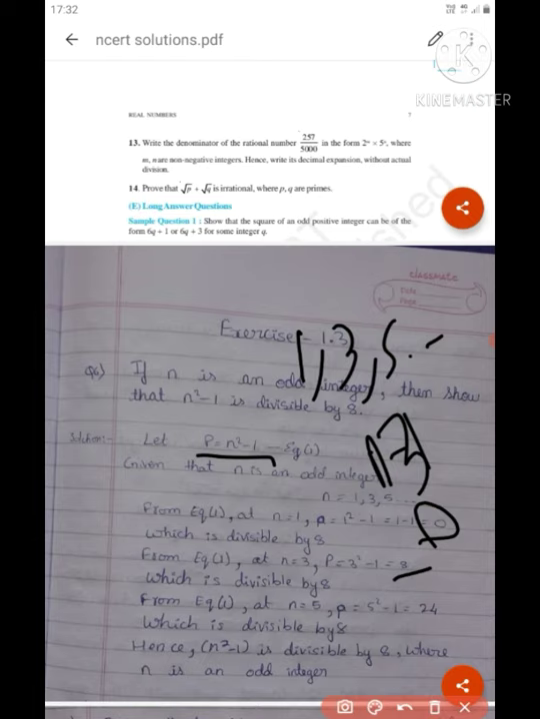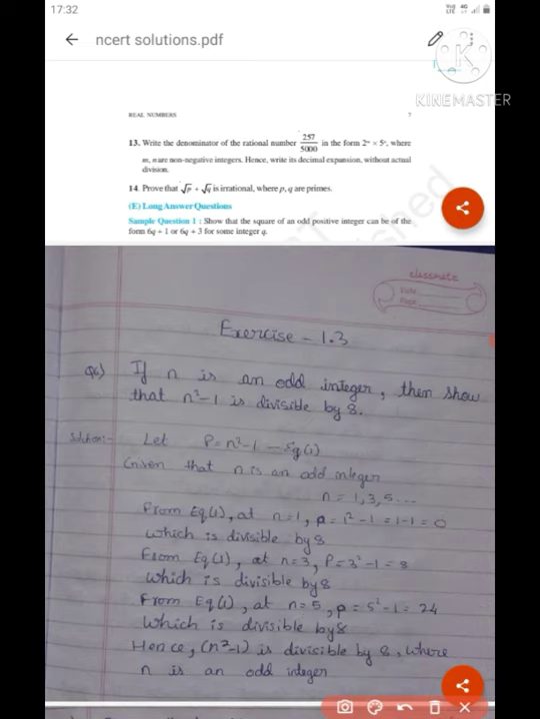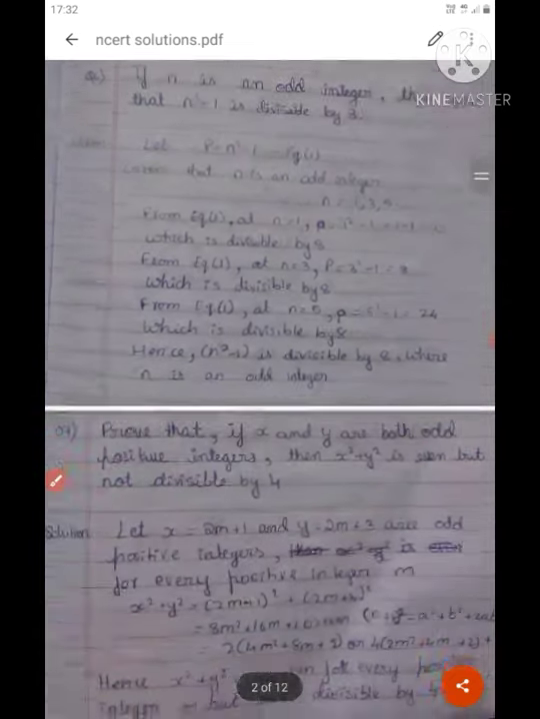If n equals 5, we get p equals 5 square minus 1, 25 minus 1, which is 24. 24 can be written as 8 into 3. 8 3s are 24. So this is divisible by 8. So hence n square minus 1 is divisible by 8 where n is an odd integer. They asked us to prove it, we proved. So let's go for the next question.